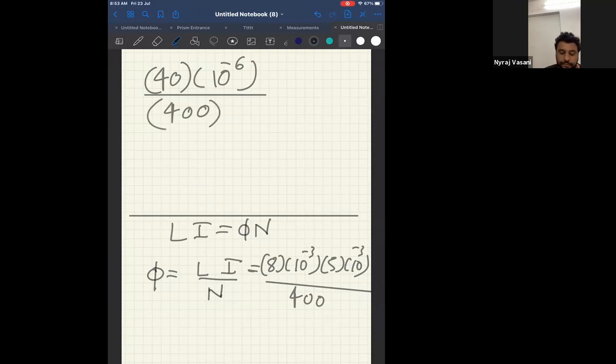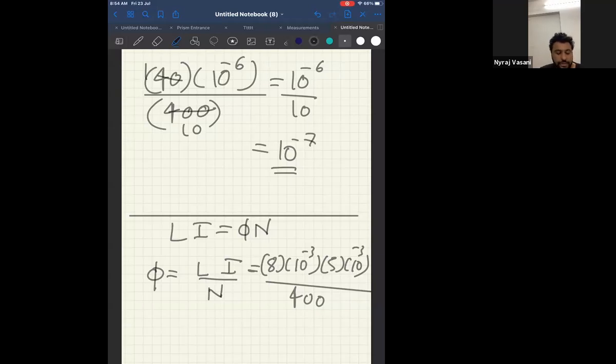Correct? Therefore, 40 ones are 40, 40 tens are 400. Therefore, I get 10 power minus 6 upon 10. Now, if I take 10 to the numerator, it becomes 10 power minus 7. Correct? Now, 10 power minus 7 is my answer.